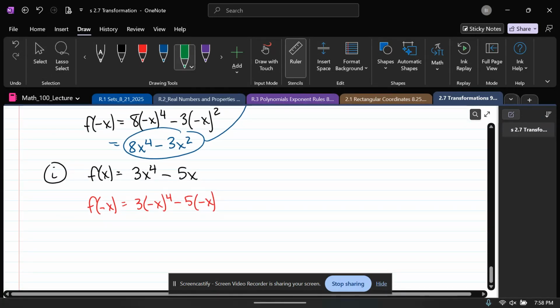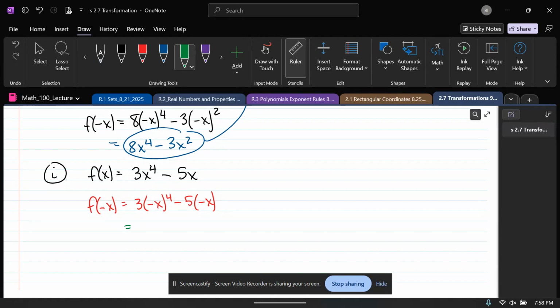What happens to the first piece? It stays the same, because negative x to the fourth power, we've already talked about that. That's x to the fourth. So that's 3x to the fourth. So far it's the same.